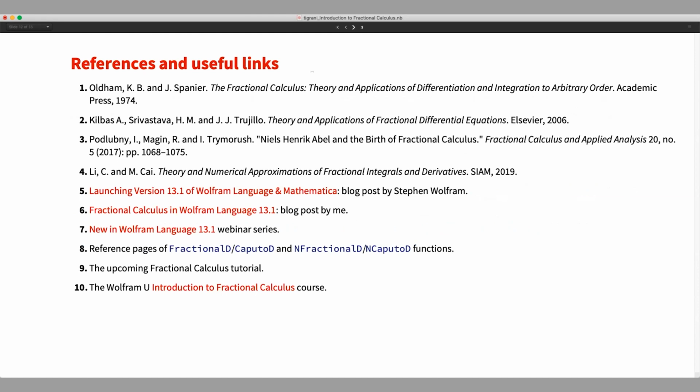Okay, so now a couple of words about references and useful links. Here I have two books that give the basic theory of fractional calculus. This article is quite interesting because it gives the historical overview of that, showing how Abel obtained these equations and how he introduced fractional calculus. This book is about numerical approaches to fractional derivatives and integrals, how to calculate them. And we used this book to develop the functions for 13.2, FractionalD and then CaputoD.